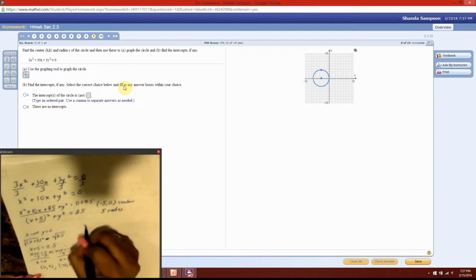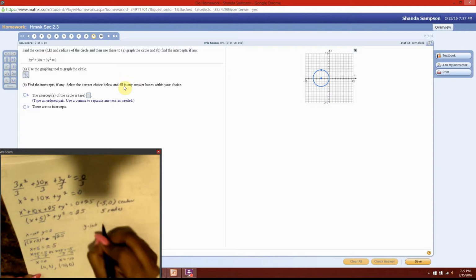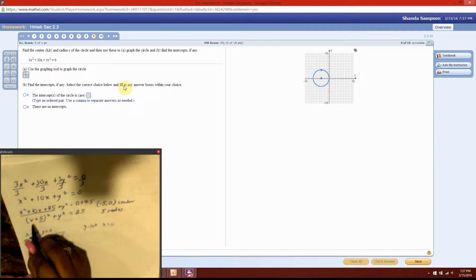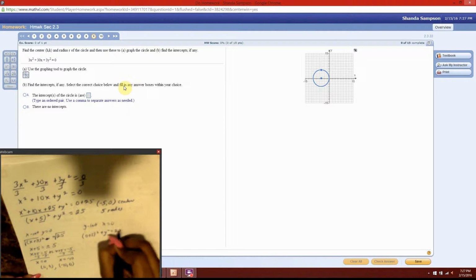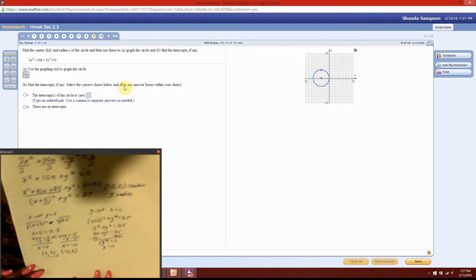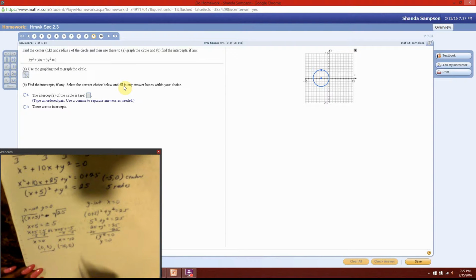Now I need to find my y-intercepts by setting x equal to 0. When I do that from the same equation, I'm going to get 0 plus 5 squared plus y squared is equal to 25. That's going to give me 25 plus y squared is equal to 25. Subtract 25 from both sides. I'm going to get y squared is equal to 0. Of course, when I take the square root, I'm just going to get y is equal to 0, but I already have that point of 0, 0. So my intercepts here are 0, 0, and negative 10, 0.